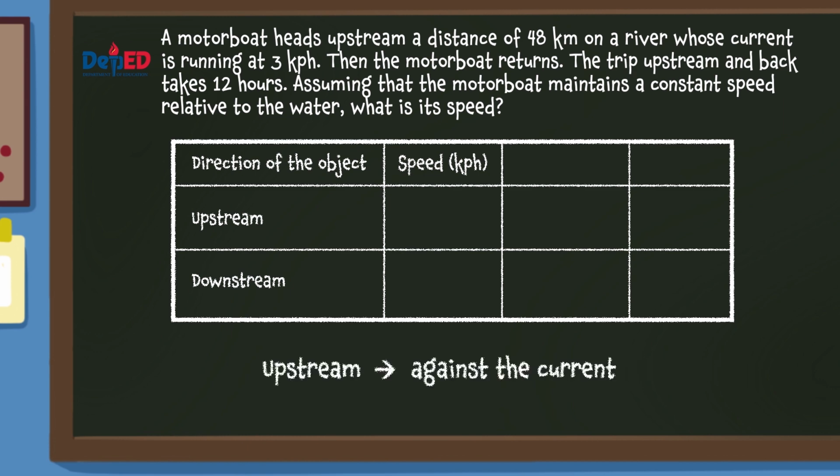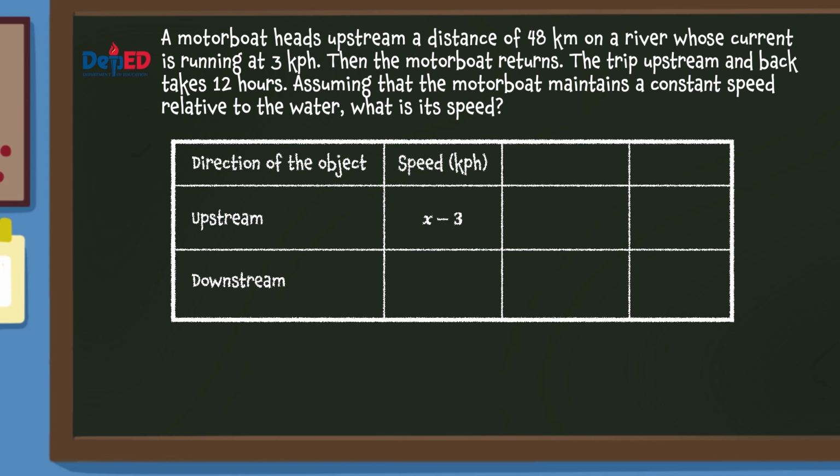If the object moves upstream, it means it goes against the current, and hence, its speed when traveling upstream is equal to its speed in still water reduced by the speed of the current. So, we may represent the speed of the motorboat when it travels upstream as x minus 3.